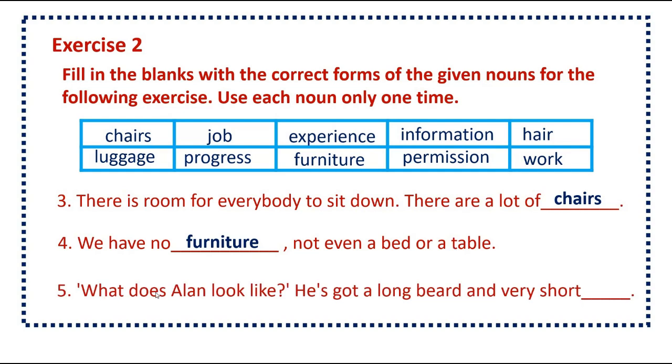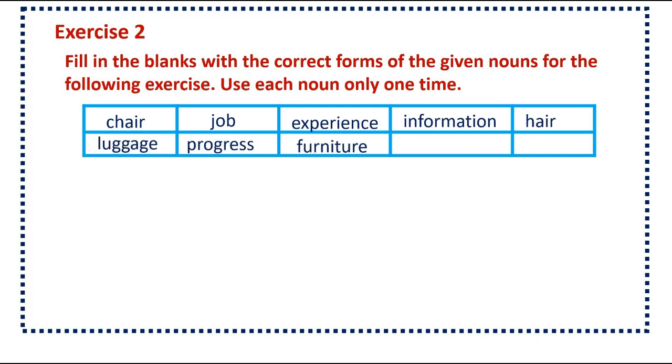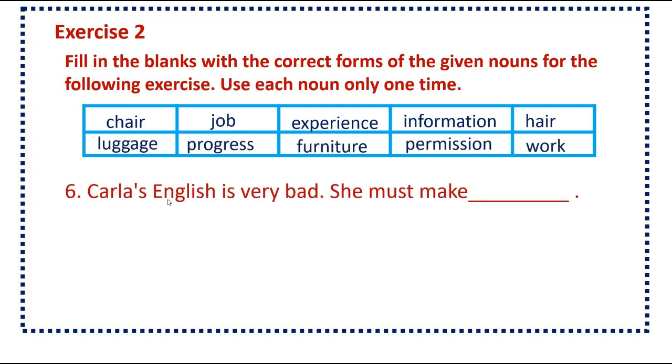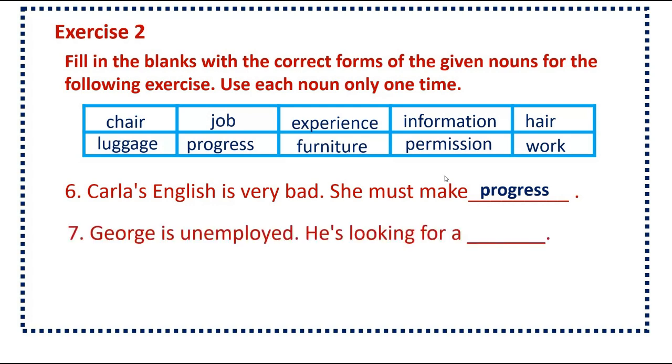Number 5. What does Alan look like? He's got a long beard and very short blank. What does Alan look like? He's got a long beard and very short hair. Number 6. Carla's English is very bad. She must make blank. Carla's English is very bad. She must make progress. Number 7. George is unemployed. He is looking for a blank. George is unemployed. He's looking for a job.